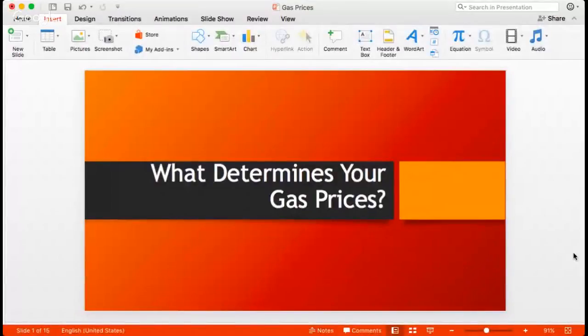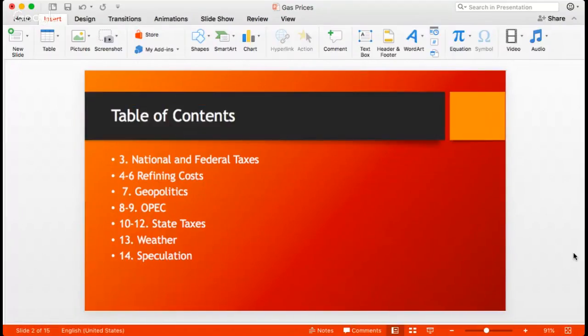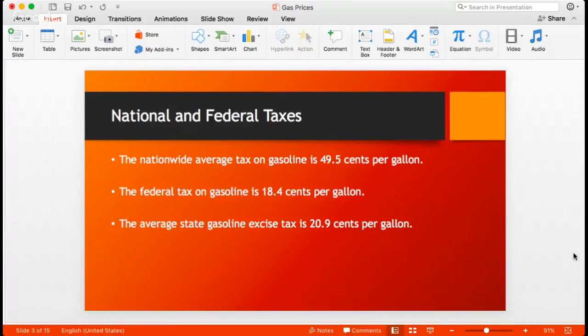Often people have questions like, why are the gas prices higher in California than they are in Texas, or why isn't the price $20 per gallon for gas? So we'll just be talking about things like that. Here are some of the factors displayed in the table of contents, such as national and federal taxes, refining costs, geopolitics, OPEC, state taxes, weather, and speculation.